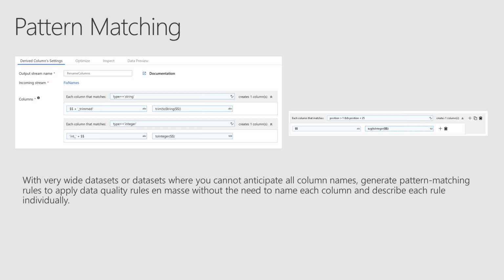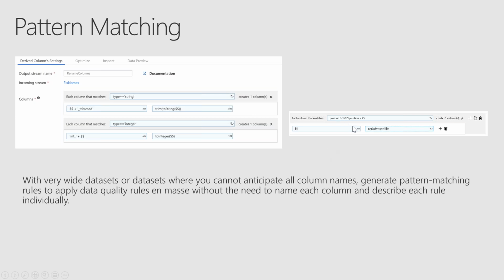Let's say, for example, you know you're going to have strings come in that always have extra white space in them. You want to trim them, but you have 500 columns. You don't want to build 500 rules, one for each column. We give you an ability to say, take every string or every integer and perform this set of operations on it. These 2 rules will work across all columns coming in, no matter what those columns are called, no matter how many columns there are. And I built that in 2 rules. And this is very important for large data.